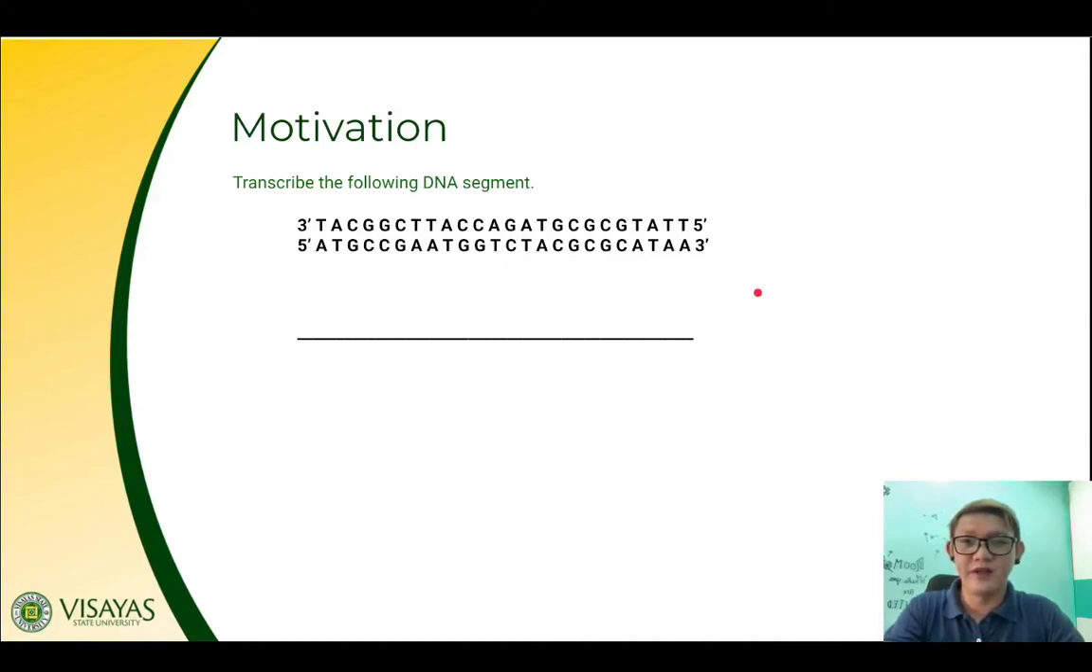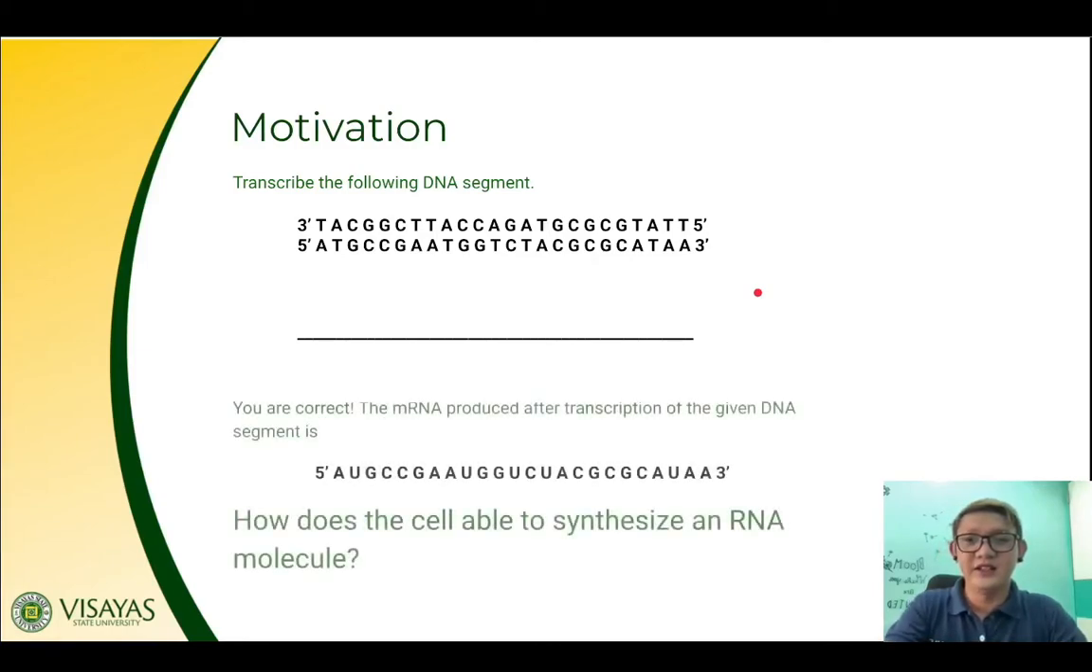Do you have the answer already? Okay, so you are correct. The mRNA produced after transcription of this given DNA segment is 5' AUG, CCG, AAU, GGU, CU, ACG, CG, CAU, AA 3'. So we know that the direction of transcription is from 5' to 3'.